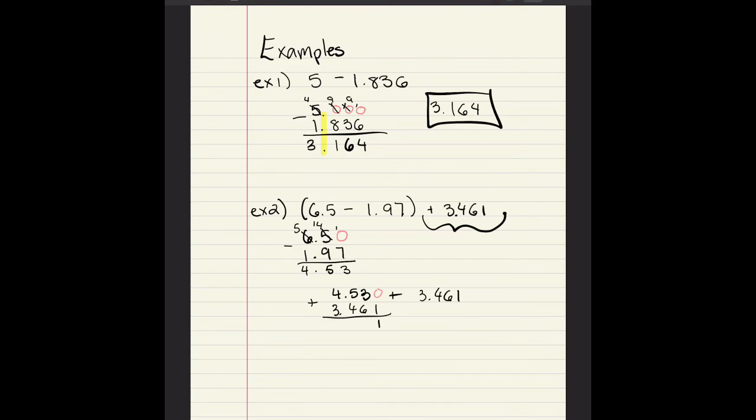1 plus 0 is 1. 3 plus 6 is 9. 4 plus 5 is also 9. And 4 plus 3 is 7. So my final answer is 7.991.